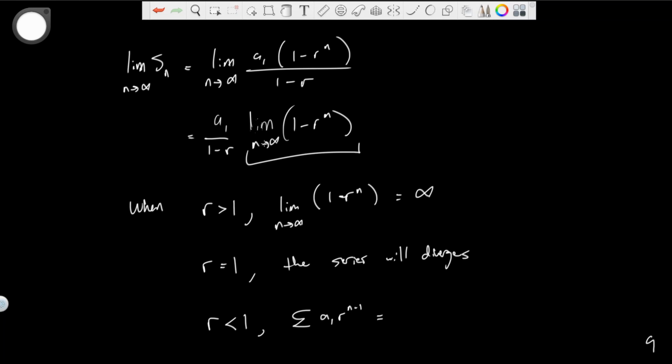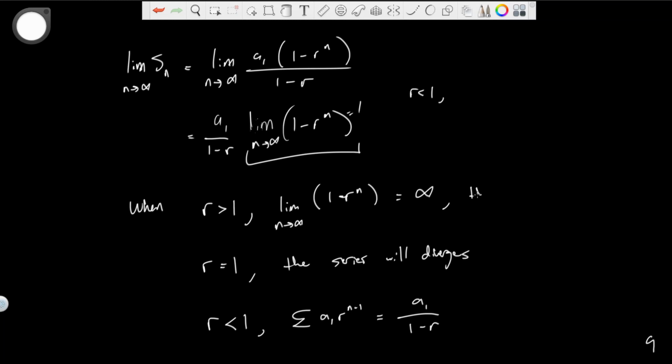Right? If r is less than 1, this limit goes to 1, and so the series is going to be equal to 1 minus 0, that's 1. For r less than 1, this is going to be 1. 1 times a sub 1 over 1 minus r is that.